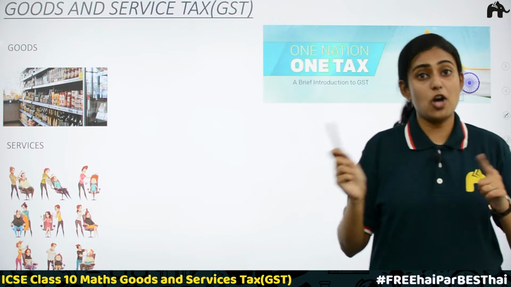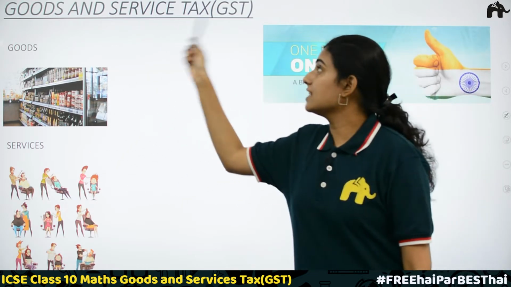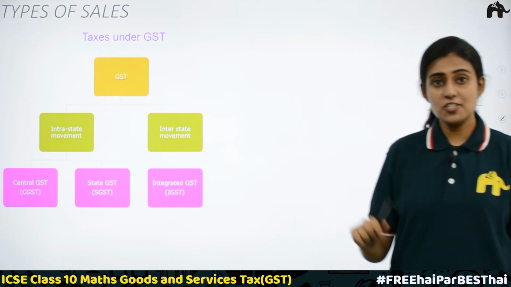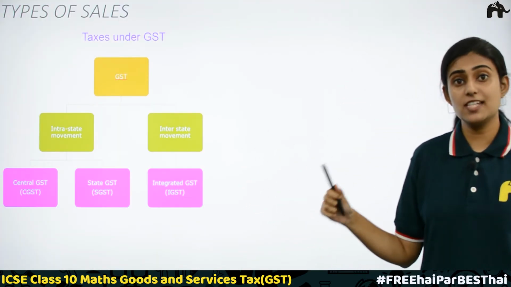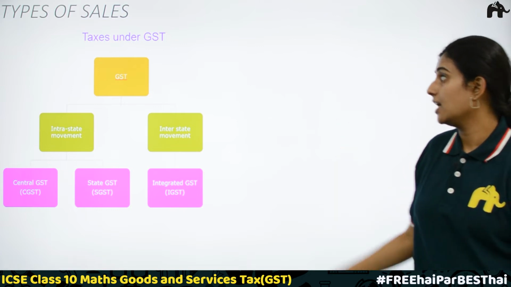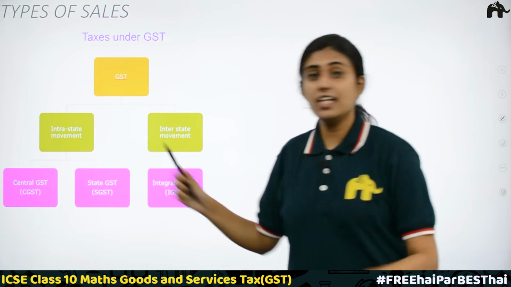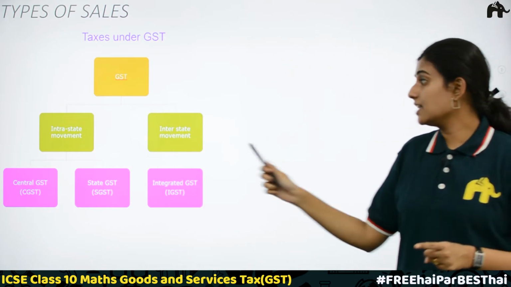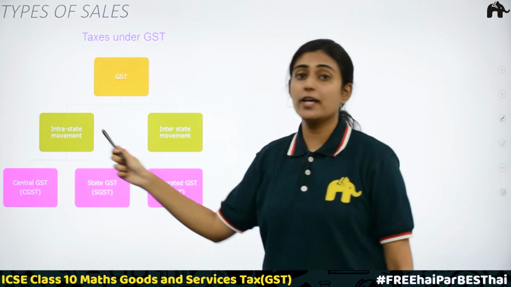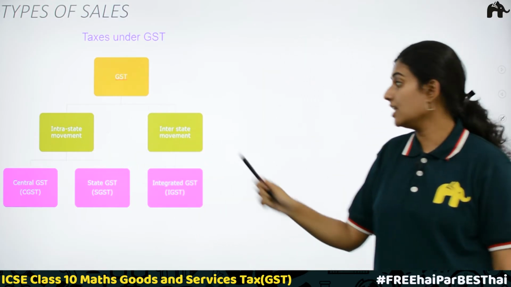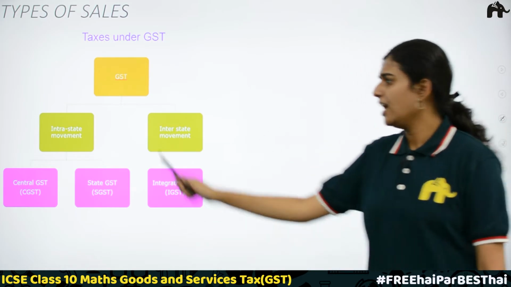The tax that you are paying for goods and services is known as goods and service tax. In order to study the types of GSTs, we need to first understand the types of sales or types of transactions. Here you can see this picture. GST depends on the transactions. That is, two types of transactions are there. First is the intrastate movement or intrastate transaction. Second is interstate movement or interstate transaction.